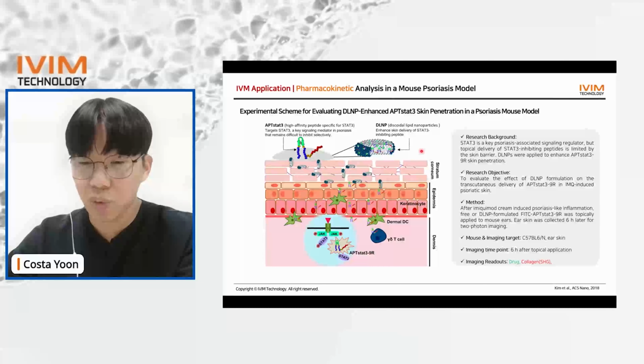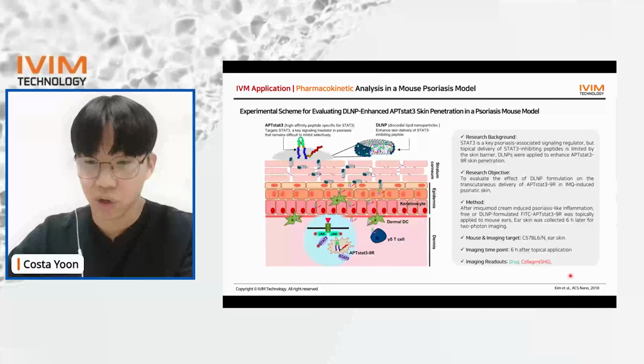The psoriasis model was induced using imiquimod cream as in the previous studies. A free ST3 inhibitor and DNP formulated ST3 inhibitor were topically applied to the ear skin, and imaging was performed after 6 hours. The therapeutic compound was conjugated with FITC to visualize its distribution and penetration, while the collagen-rich dermis was identified using the SHG signal.